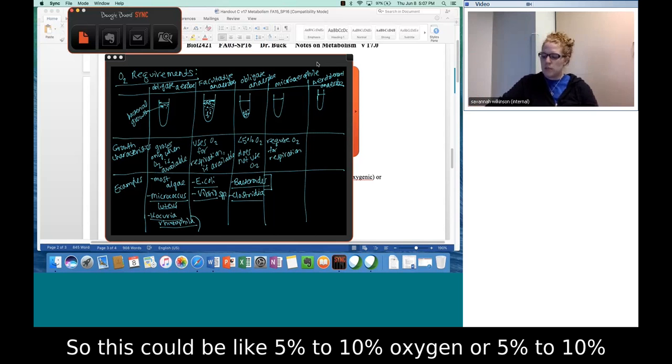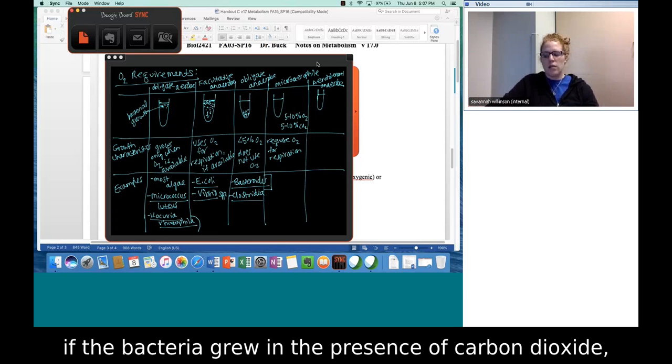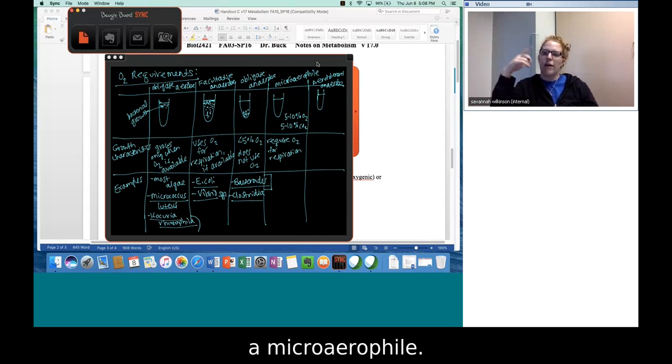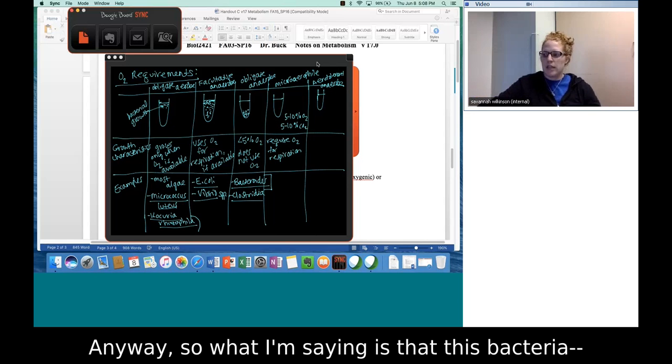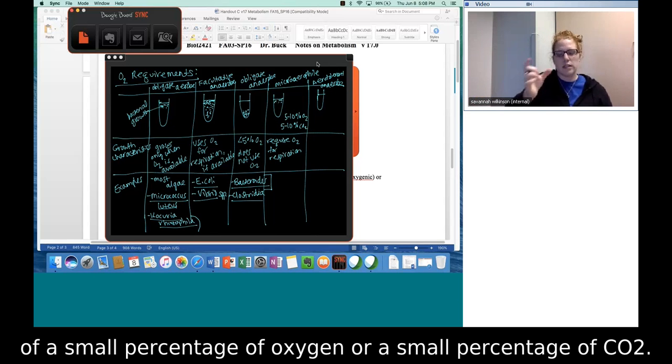So this could be like 5 to 10% oxygen or 5 to 10% carbon dioxide. If the bacteria grew in the presence of carbon dioxide, then that means it would be a capnophile, not a microaerophile. But I digress. Anyway, what I'm saying is that the microaerophiles can grow in the presence of a small percentage of oxygen or a small percentage of CO2. Okay.